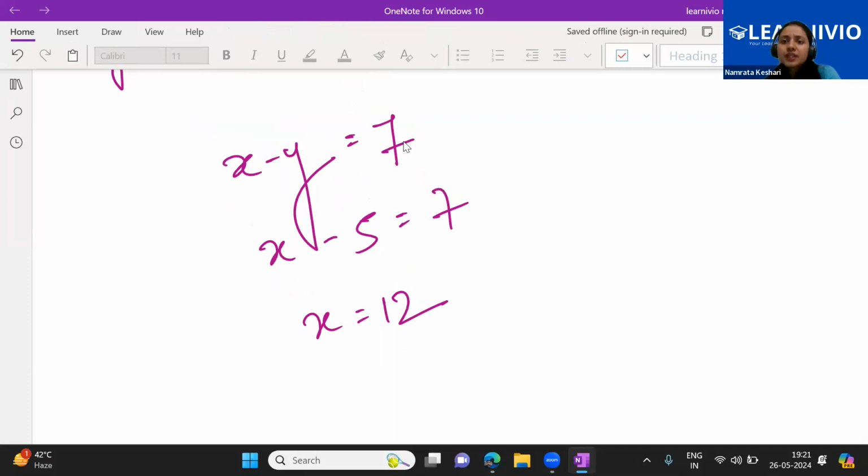Ma'am, we can directly do it by splitting the middle term, right? Splitting the middle term also we can do. Quadratic formula, or splitting the middle term, whatever feels comfortable and convenient to you at that point of time, you can go ahead and use that. By using any method, our answer has to be the same. That's the only case. Yes, everyone got it. Now the next question, let me take it quickly.